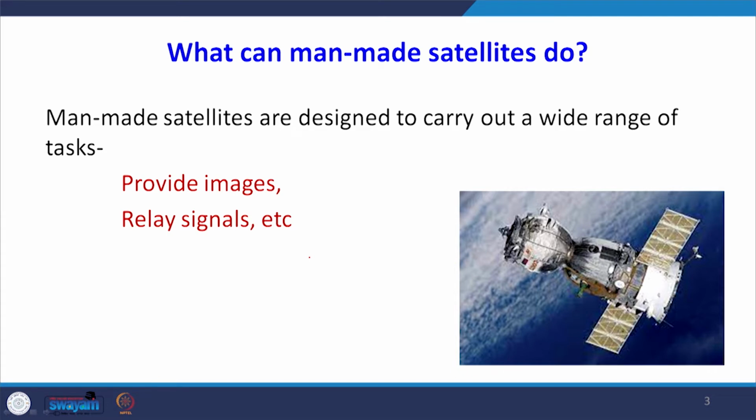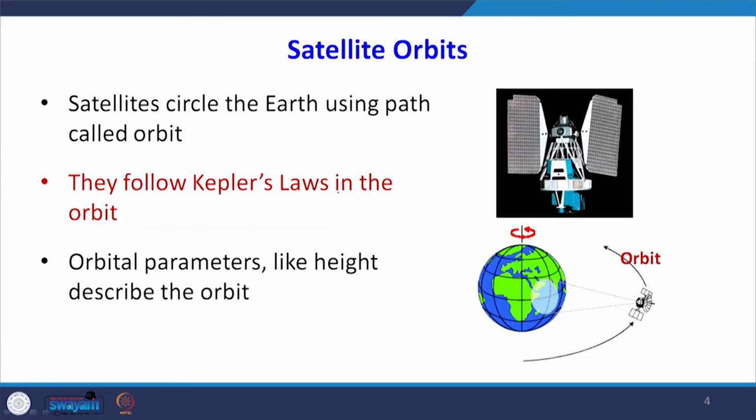These satellites are launched to carry out a wide range of tasks for us. They will provide images at different resolutions and different coverages, and the other category of satellites are used for telecommunication purposes, relaying signals for education purposes and so on.